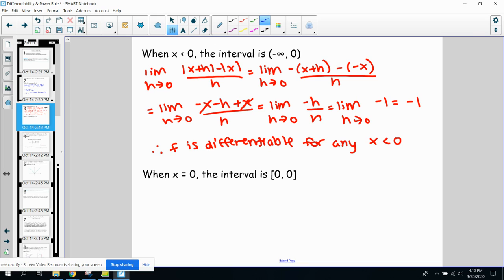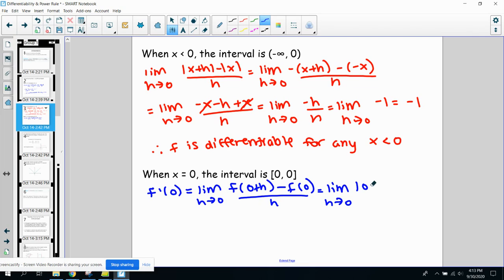So if I want to figure out when it's exactly equal to 0, I'm doing the derivative at a point. So I'm finding f prime of 0, which means I can use my limit definition of the derivative, but instead of x, I'm going to plug in my point, which is 0. So that's going to be like my a value. So I'm going to do the function at 0 plus h minus the function at 0 over h. So I have the limit as h approaches 0 of the absolute value of 0 plus h minus the absolute value of 0 over h.